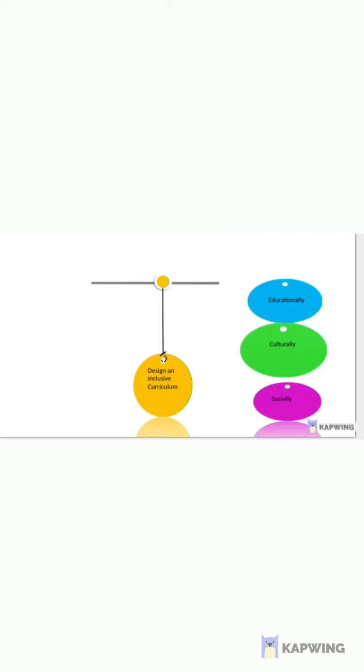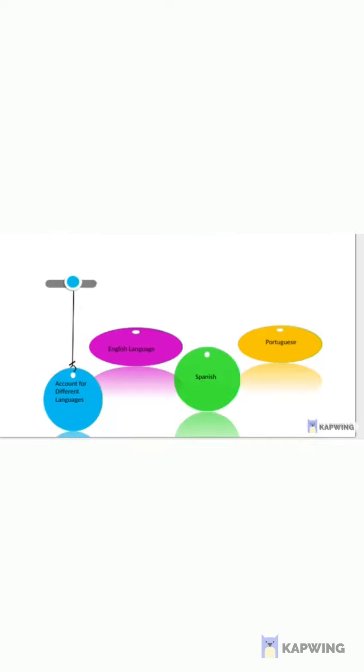I will make sure my learners are able to identify themselves in the provided lessons and activities, so learners will have a sense of belonging in the classroom. The final strategy I will implement is to account for different languages. Teachers must take into consideration that the English language may not be the first language for many learners.